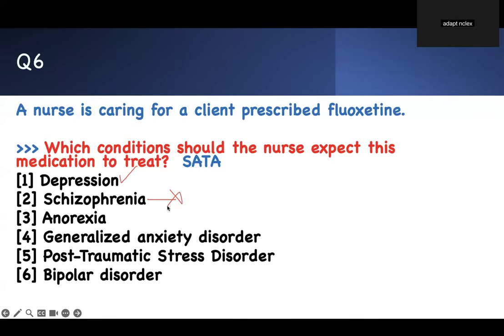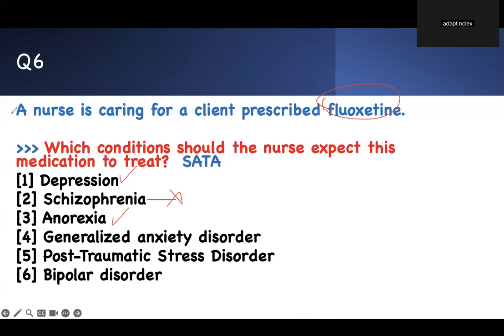One of the medications we give them is to treat the underlying depression, and this will let them gain weight. Fluoxetine is very good for anorexia patients. They will gain weight. It can also be used for anxiety.